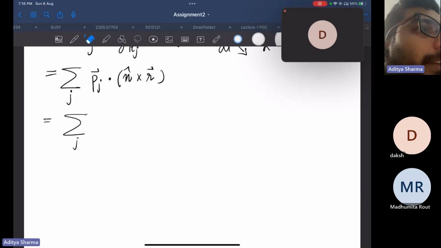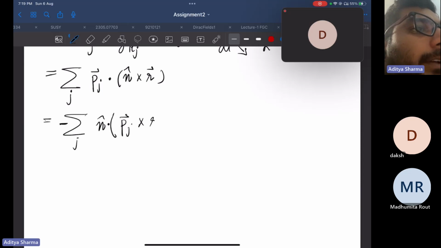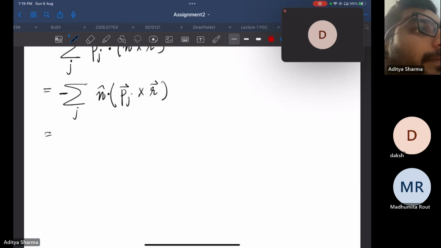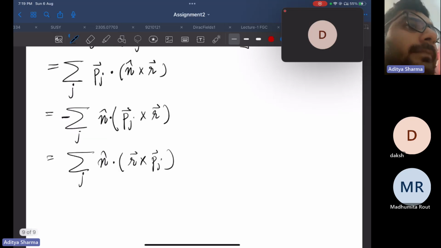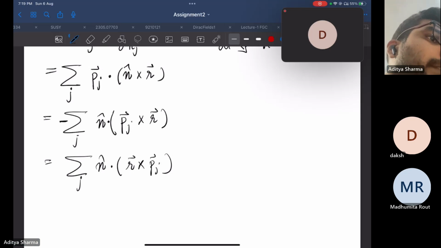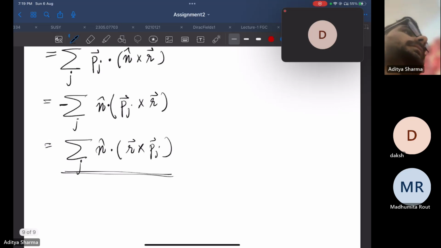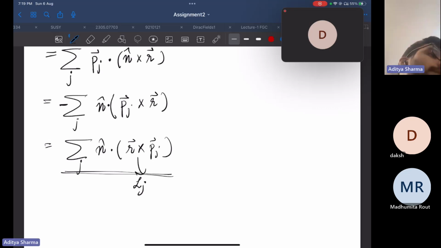This I can just shuffle. I also forgot about this. Minus n cap dot j vector cross r cap, r cross j. So this term is conserved. This is nothing but the total angular momentum. This is it. Thus the total angular momentum is a constant of motion.